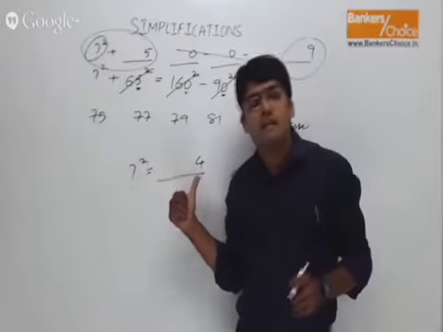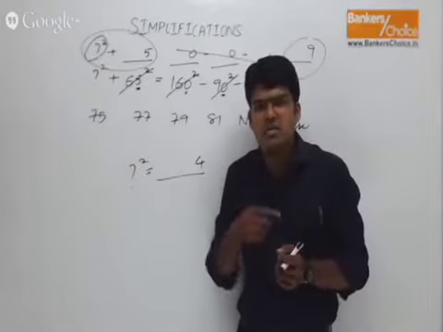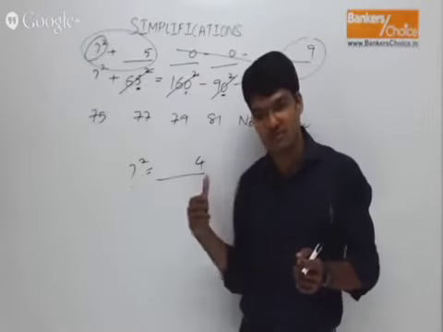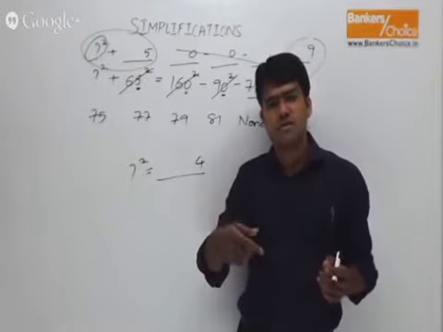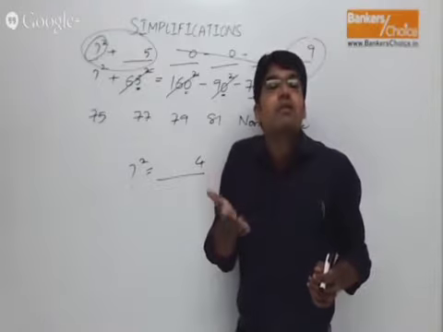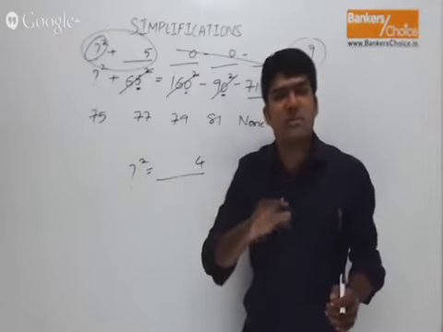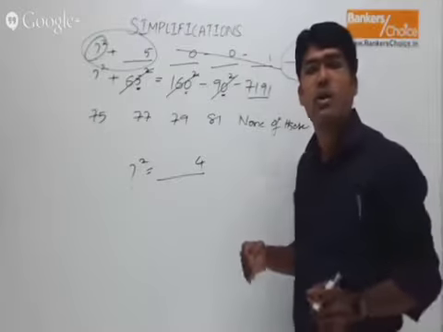Now what square will end in 4? Either the number should end in 2 or the number should end in 8. 2 square 4, 8 square 64, ending in 4, 12 square 144, 18 square 324, and so on, right? So either the number should end in 8 or 2. Those are the possible answers. Answers should end in 8 or in 2.